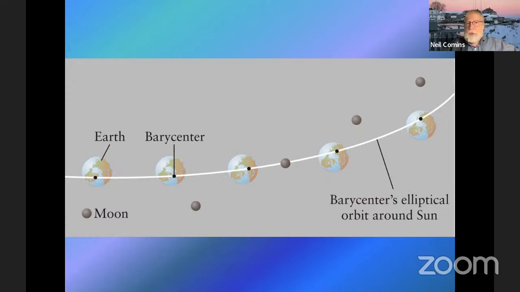And it's like two dancers on a dance room floor, who are holding each other as they twirl around. The more massive of the two twirls less, and the lighter of the two twirls around more. And so this is conceptually what the Earth and moon are doing in real life.